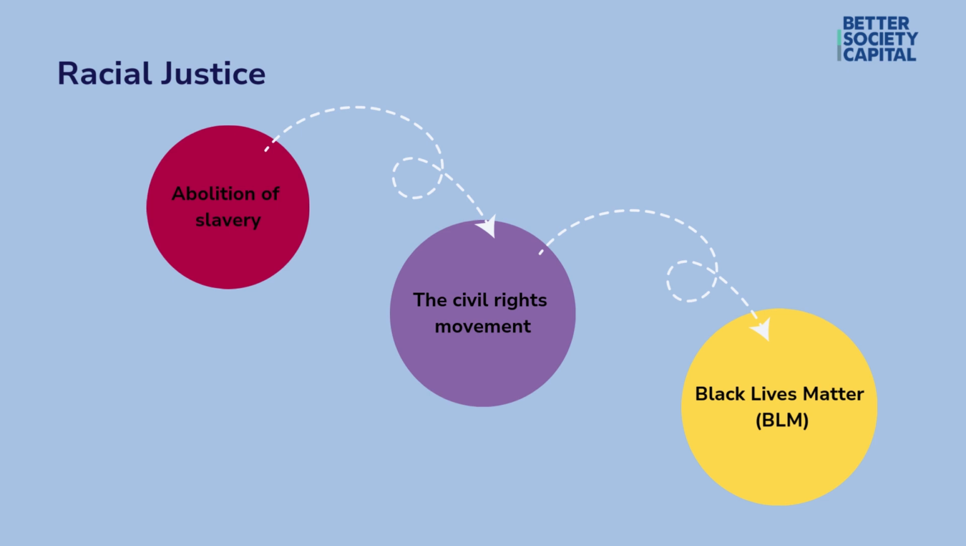The abolition of slavery. So the abolition of the transatlantic slave trade and slavery in the British Empire in 1833 was a monumental moment in the fight against racism and oppression. The tireless efforts of abolitionists, both black and white, played a crucial role in bringing an end to the brutal practice of chattel slavery.